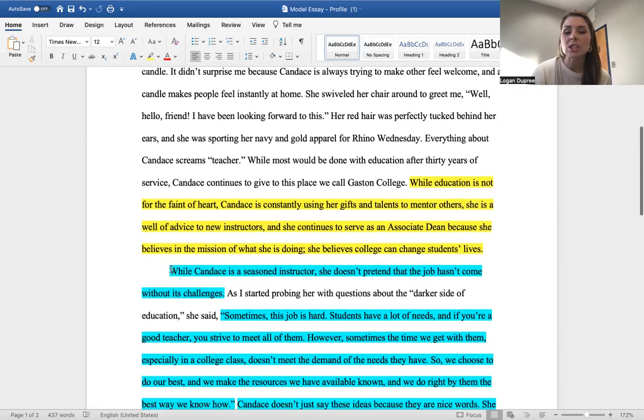So then when we look at the first topic, while Candace is a seasoned instructor, she doesn't pretend that the job hasn't come without its challenge. What I want you to notice is we're still focused on our subject, okay? Right here, we are clearly pointing to Candace. That is the purpose of this essay. However, it points back to the thesis talking about challenges. Look at the beginning of this thesis, while education is not for the faint of heart. So we see a really, really clear picture there of focused on our profile subject, points back to the thesis.